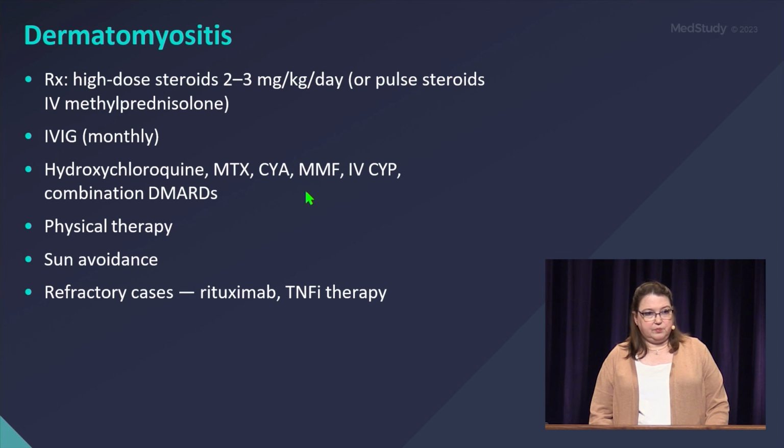Physical therapy is important to prevent joint contracture. Sun avoidance is important, as in pretty much all of our autoimmune diseases. And for refractory cases, we're beginning to use rituximab, which knocks out your CD19/20 cells, and also TNF inhibitor therapy.